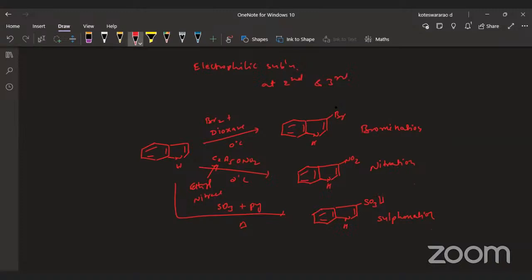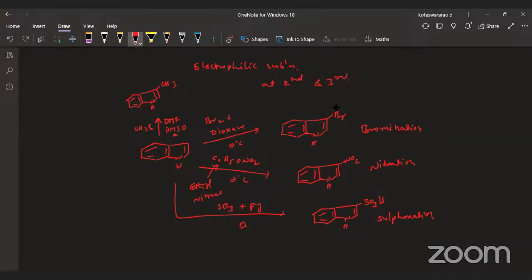Okay, Friedel-Crafts alkylation. It can also undergo Friedel-Crafts alkylation. It is treated with methyl iodide in the presence of DMF and DMSO and boiled. It leads to alkylation at the third position.